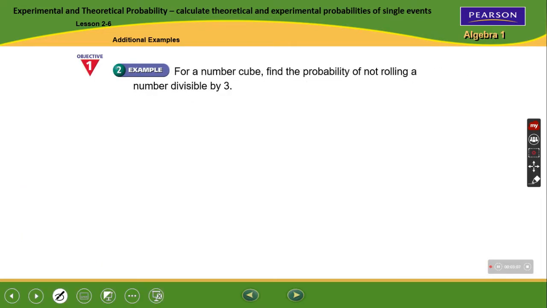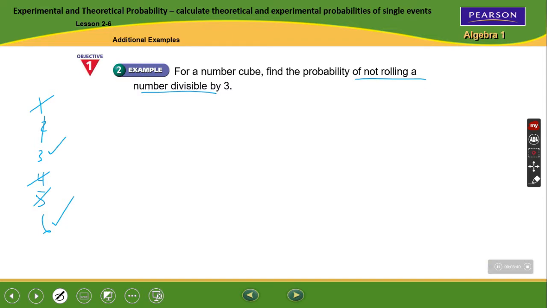For a number cube, find the probability of not rolling a number divisible by 3. So we want to know the probability of not rolling a number divisible by 3. So is 1 divisible by 3? No. Is 2 divisible by 3? No. Is 3 divisible by 3? Yes. Is 4 divisible by 3? No. Is 5 divisible by 3? No. 6? Yes. So there are 2 numbers divisible by 3 on a number cube.